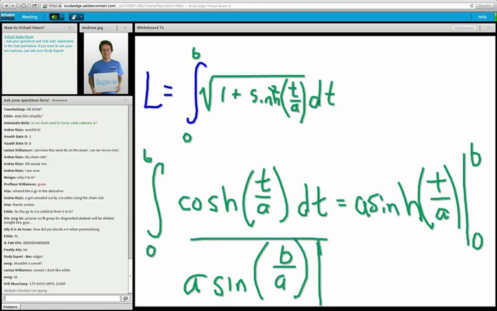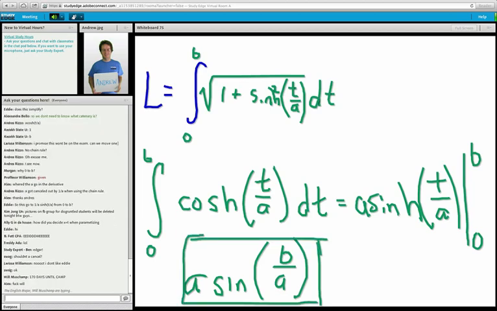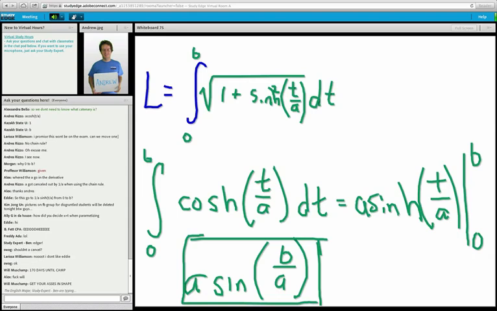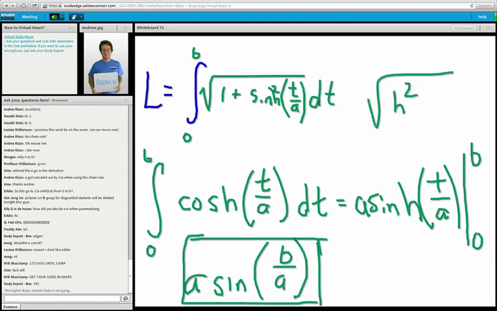Now, my answer, granted, doesn't look anything like hers. So what is her answer? It's something like square root of h squared minus a squared, right?